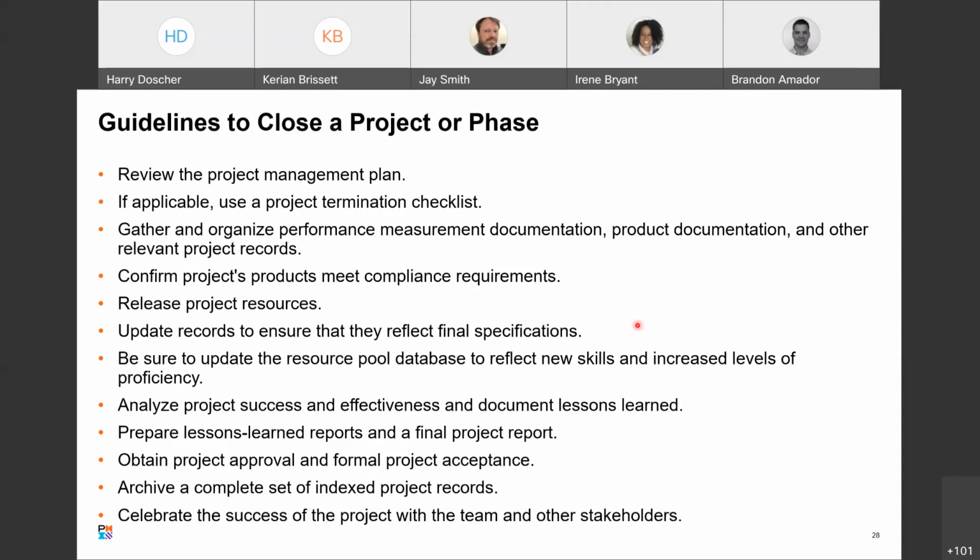Update records to ensure that they reflect the final specifications. When I was with the FAA installing equipment in the field, we did what we called red lines, and we actually had blueprints that were sent out to the field that we had to follow to get the projects done. And this was installing like a radar site or a communication site, upgrading equipment, things like that. So it would include things like cable routing, placement of equipment in racks, things like that.